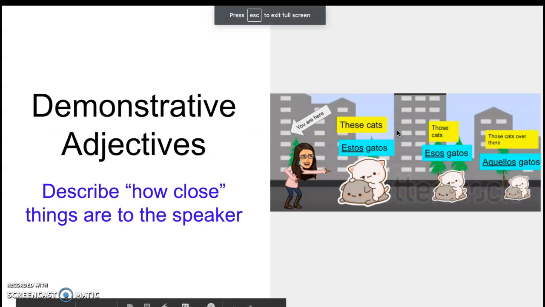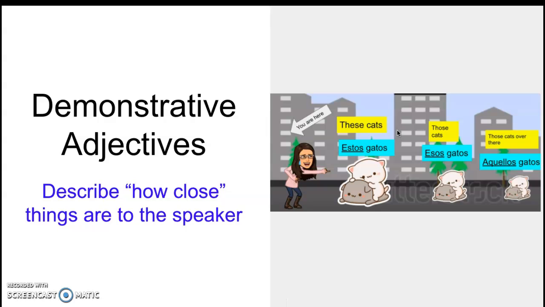Demonstrative adjectives. Remember, demonstrative adjectives is just a fancy way of referring to the words that we use to signal how close things are to us. So in English, if I were pointing at something like these cats, the ones closest to me would be these cats, and then the ones a little further away would be those cats, and then the ones even further away would be those cats over there. That's all demonstrative adjectives are.